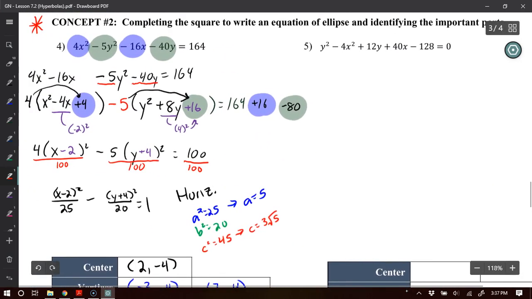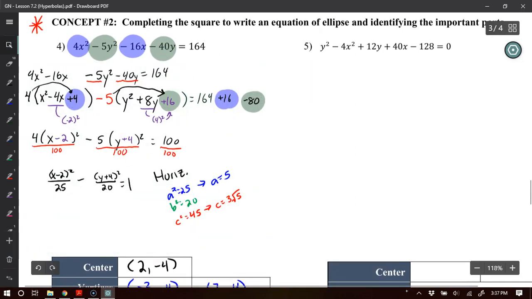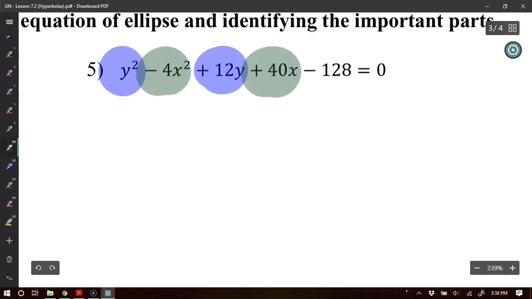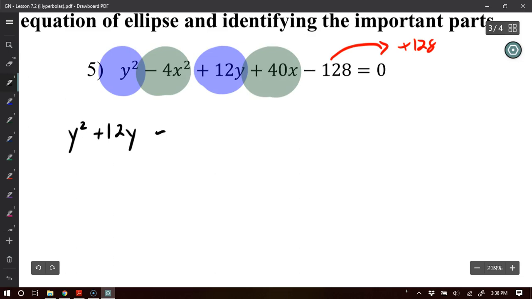So though it looks a little bit different, the harder part with completing the square with hyperbolas is that negative. So if I pair them up again, I'm going to pair my y's together and my x's together. I'm going to move this negative 128 to the other side by adding it. So what do I have? I have a y squared plus 12y. That's in perfect form for me to complete the square. I have a negative 4x squared plus 40x. That's not quite in good enough condition yet. And a positive 128 here.